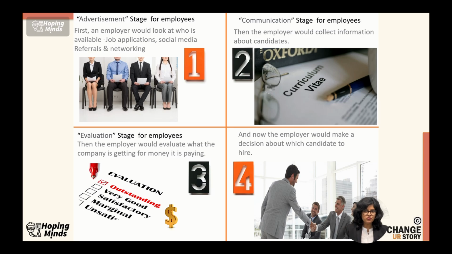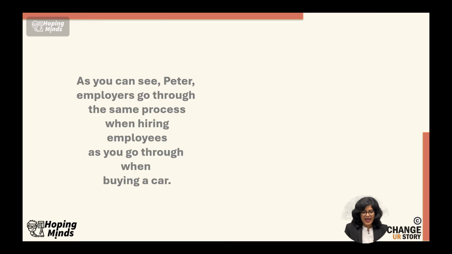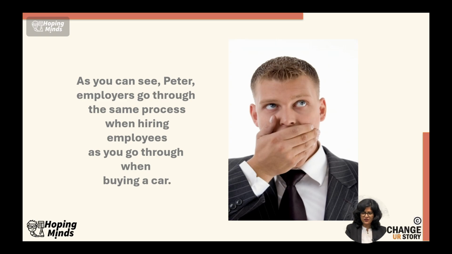So what did we just do, Peter? We explained to you this is what the hiring process is all about, right? Advertisement, communication, evaluation and decision. These are the 4 steps involved in a traditional hiring process, exactly like how Peter goes to buy a car. As you can see, Peter, employers go through the same process when hiring employees as you go through when buying a car. Interesting, right, Peter?